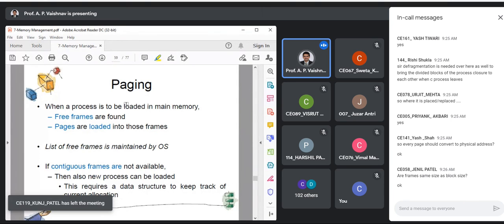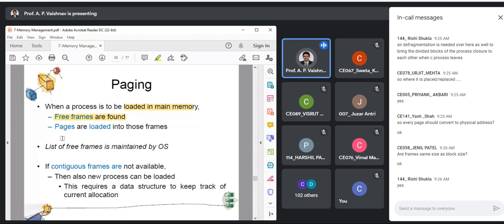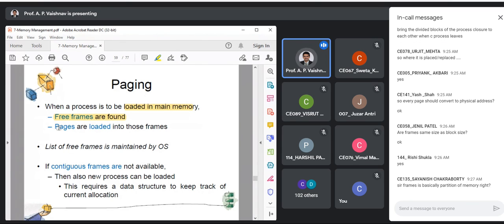When a process is to be loaded in main memory, first we find the free frames. Then wherever free frames are available, pages of the process will be loaded. I am saying wherever because you might have two frames available in between, so you will load 2 pages there and the remaining 3 pages at the end. Contiguity is not required because we have a data structure that maintains the information, known as a page table. We'll see that very soon. Frames are basically partitions of memory.